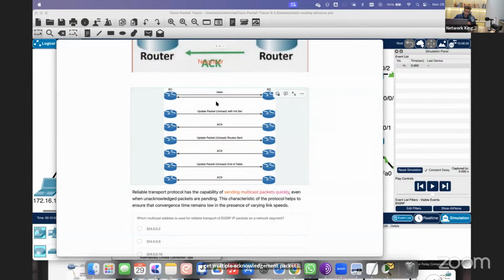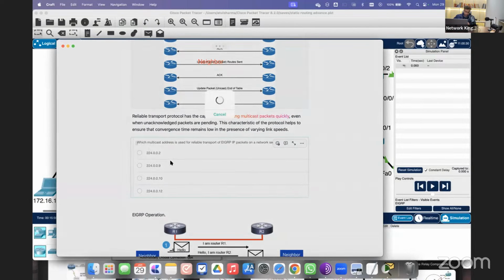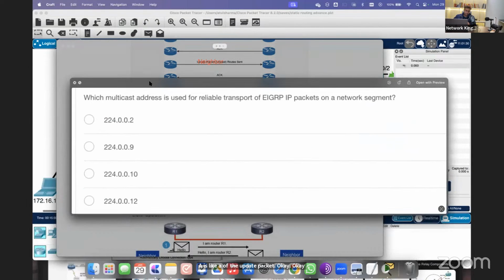Hello is to discover the neighbors. Update is to share the information. Acknowledgement is like a receipt of the update packet. Okay. Now tell me which multicast address is used by EIGRP.